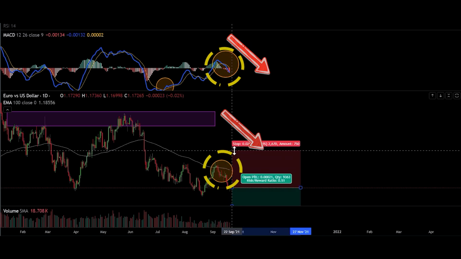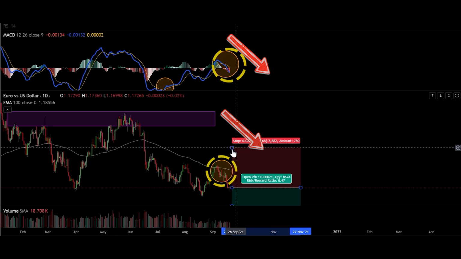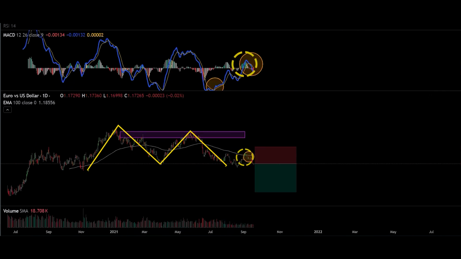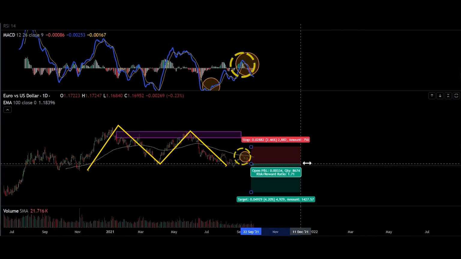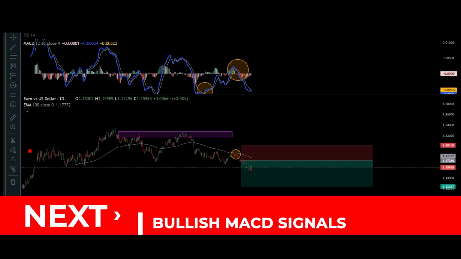So we sell because we have a bearish signal, we have a double top pattern, and the neckline is slightly broken, it went down to the moving average. So we sell and we set our stop loss above the swing high and above the 100 exponential moving average to be safe.